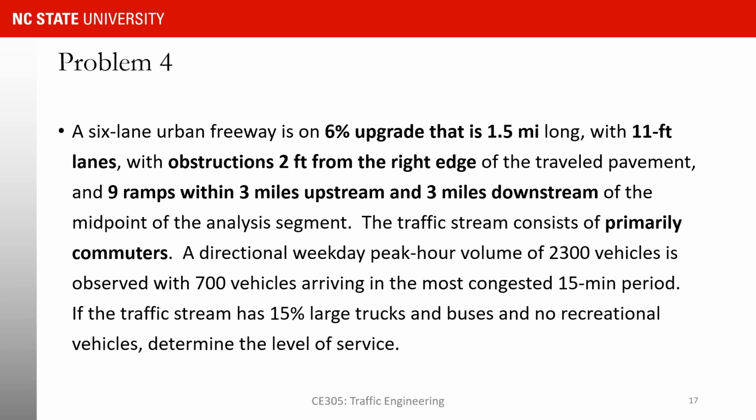Traffic stream consists of primarily commuters, so your F sub P is 1. Directional weekday peak hour volume of 2300 vehicles is observed, with 700 vehicles arriving in the most congested 15 minutes. You use this information to find peak hour factor. If traffic stream has 15% large trucks and buses and no RVs, what is the level of service?